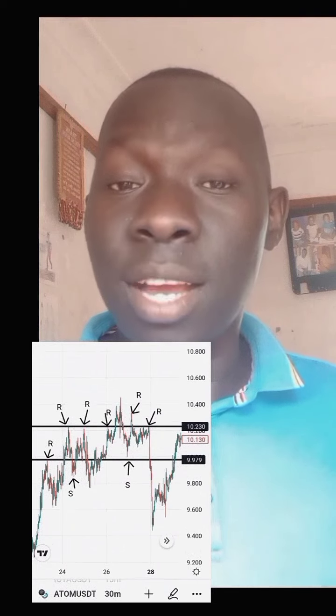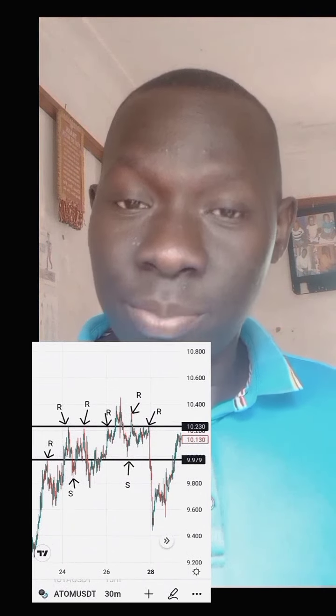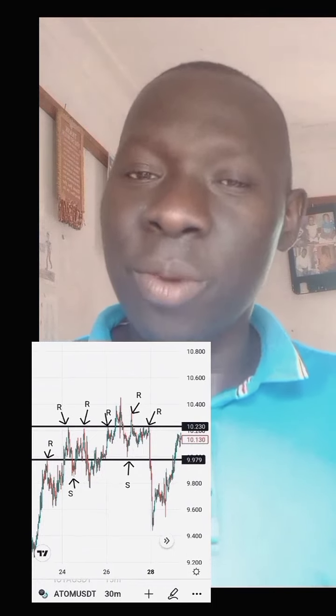You realize that back in history, price action has been actually respecting this support. So there are points where it is acting as a support, and then there are points where it is acting as a resistance. So that's how simple you can easily draw an area of support and resistance, and it makes sense to you.